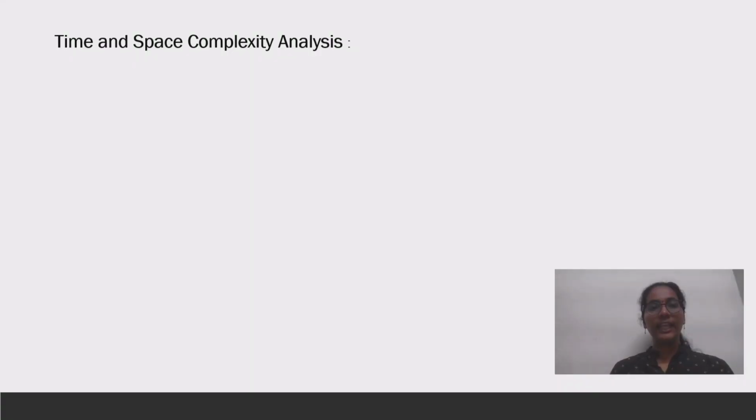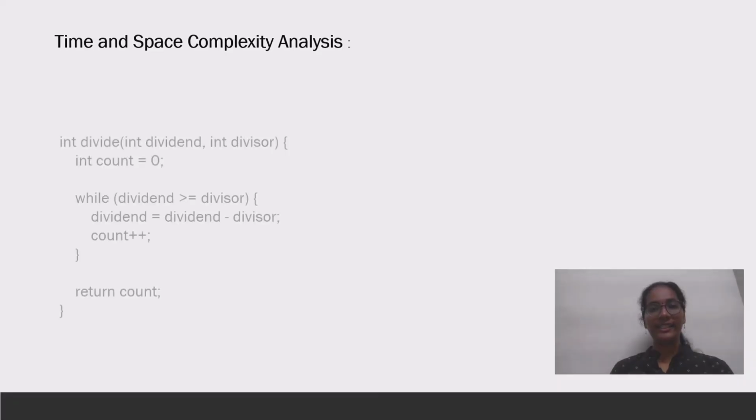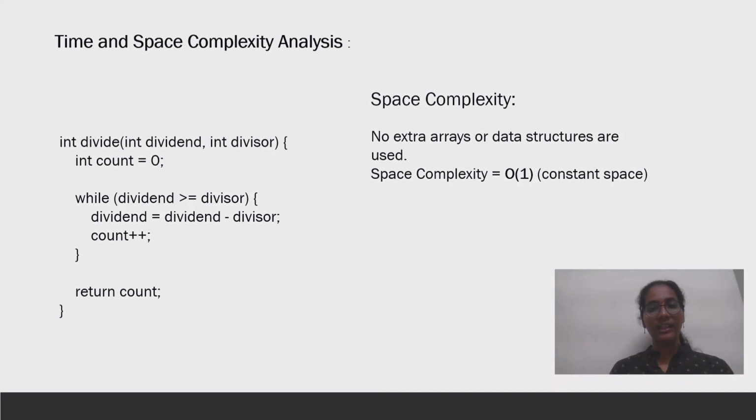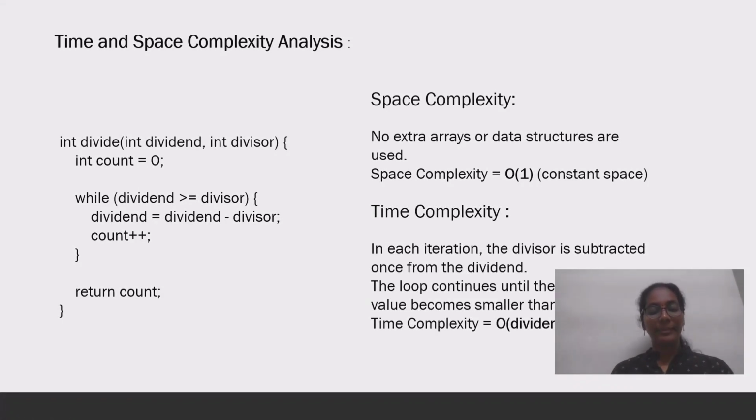Let's analyze the time and space complexity. Space complexity: we don't use any extra arrays or any data structure. Here we only used the count variable. So the space complexity of this is constant space. And the time complexity: we subtract the divisor one time per loop. So the time complexity is big O of dividend by divisor.